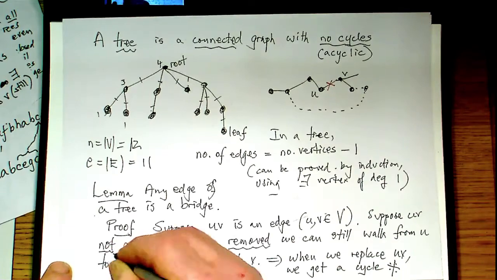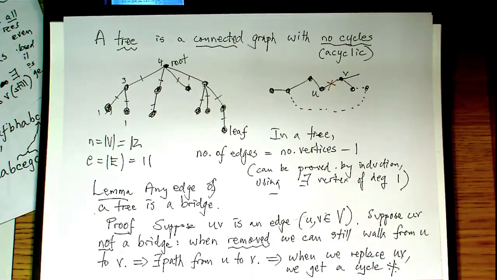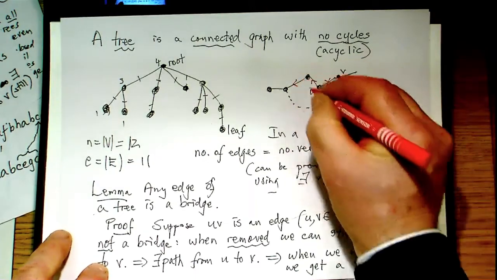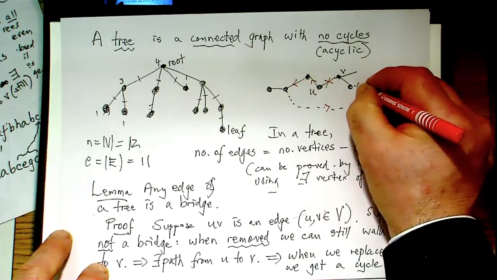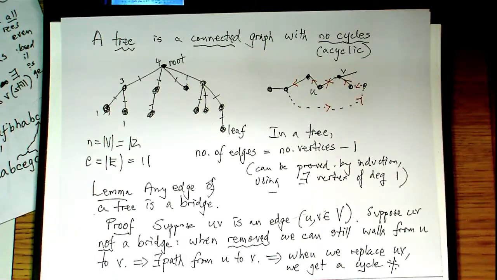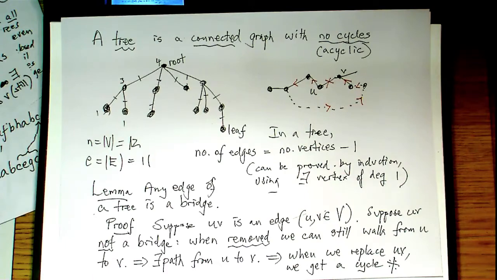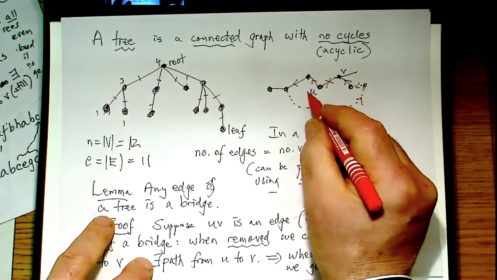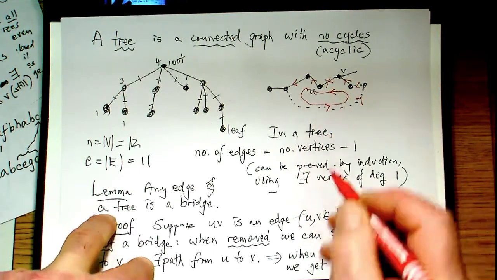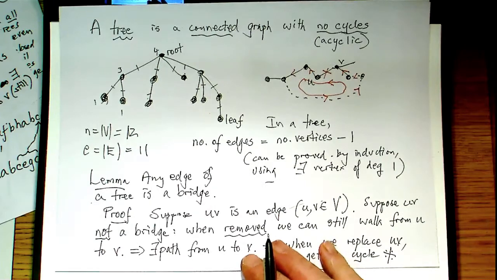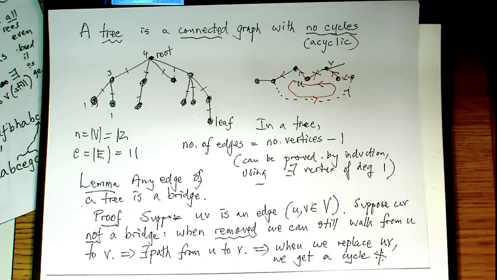It's not a bridge. What we get when we remove it is still connected. But then I've got a path that goes from U somehow and gets back to V. That's our path. But then if I throw in this edge again, I've got a cycle. So the whole thing then gives you a cycle. And that's the contradiction. So for that reason, it's a very useful fact. If you have a tree, any edge, when you remove it, it disconnects the tree and it's no longer a tree.